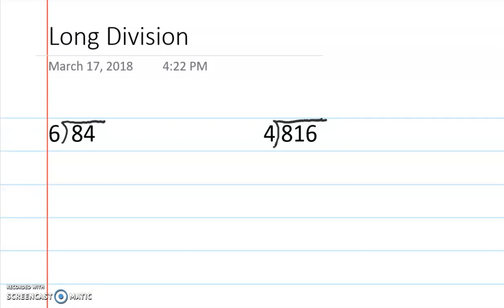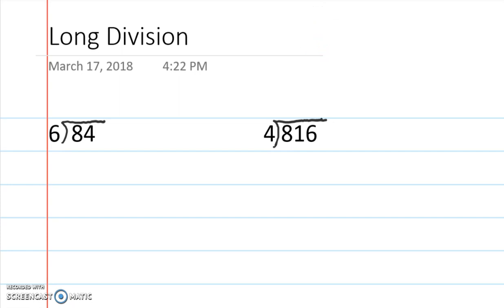So long division is basically any question that is multiplied above 12 times, because hopefully you've memorized all the multiplication tables up to 12 times 12. So anything multiplied above 12, that's what we're looking at now.